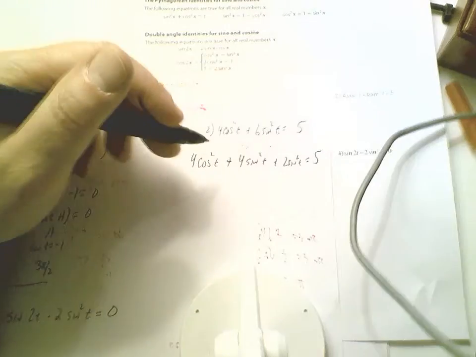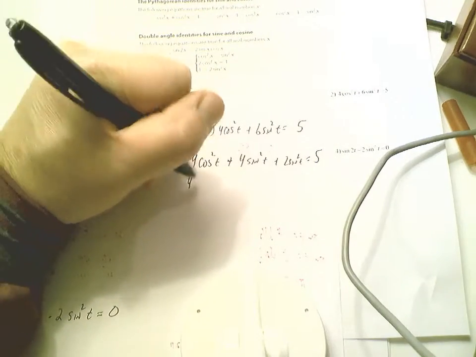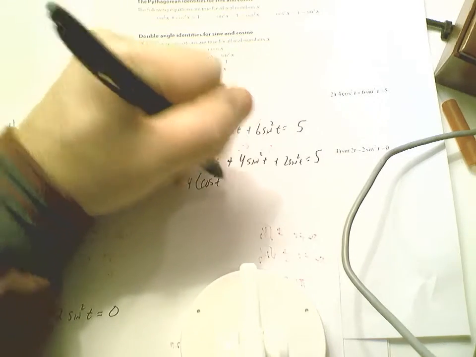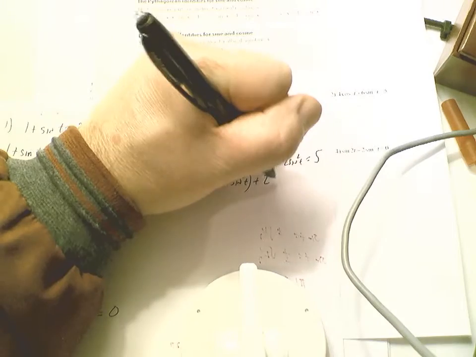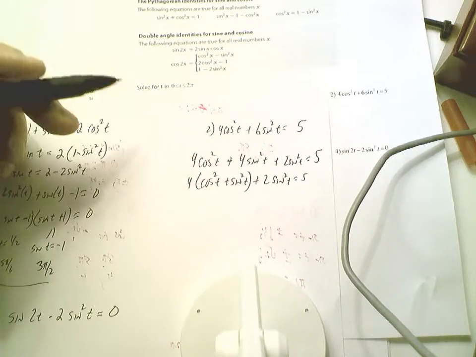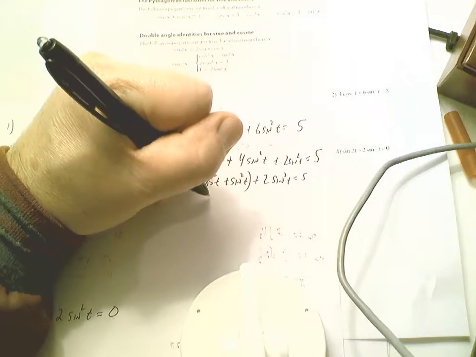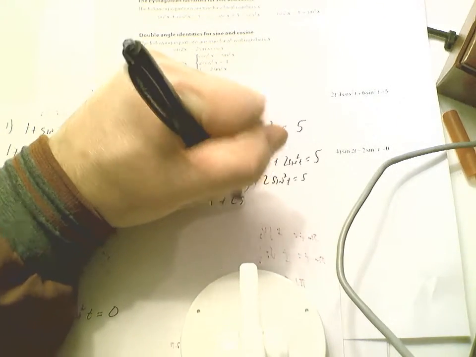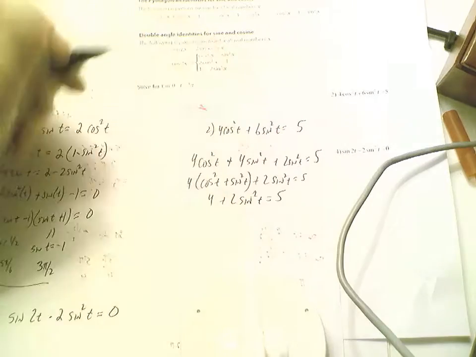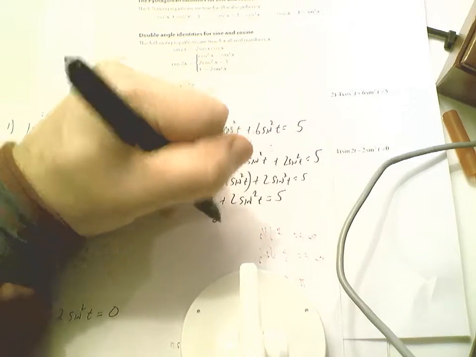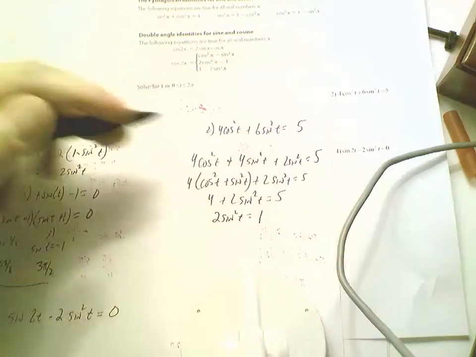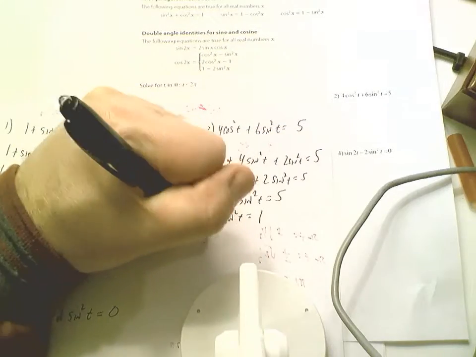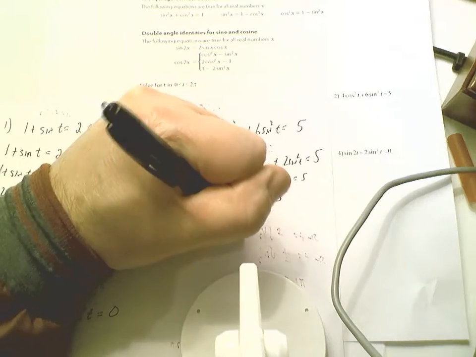What's wonderful about this? This becomes 4 cosine squared t plus sine squared t plus 2 sine squared t equals 5. In parentheses, the Pythagorean identity, this becomes 4 plus 2 sine squared t equals 5. 2 sine squared t equals 1, subtracting 4 from each side. Sine squared t equals 1/2.